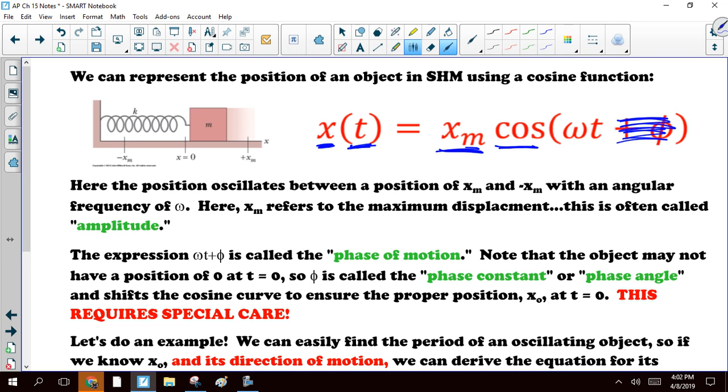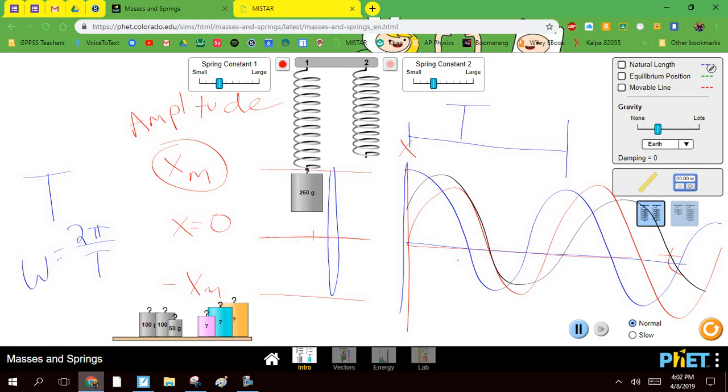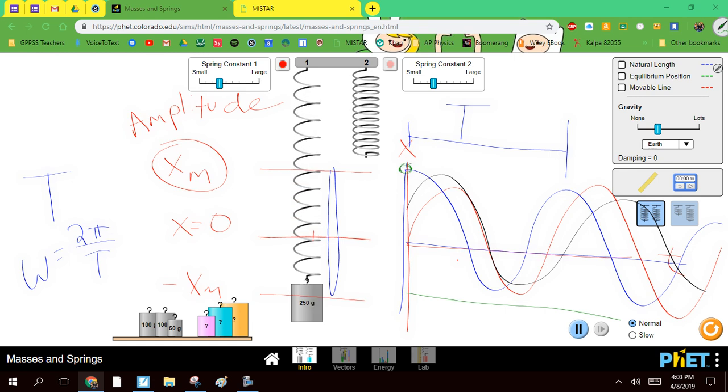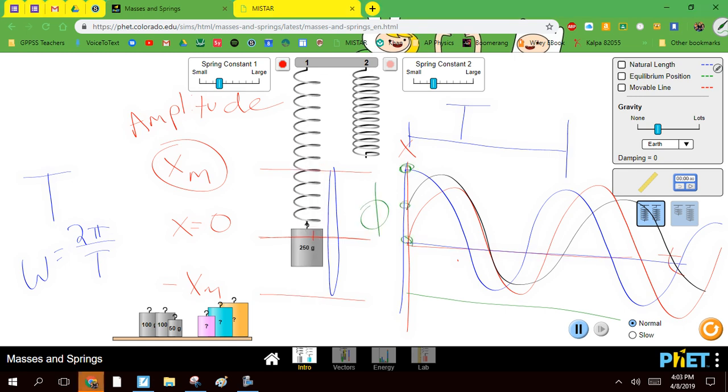Well, that would mean that at time 0, cosine of 0 is 1. It would mean that at time 0, your position has to be your maximum. But that's not always the case, right? As was illustrated by, poorly, all these graphs over here. Your position doesn't have to start at the max. It could start somewhere else, right? And so your phi helps accomplish that, okay? And you have to figure it out.